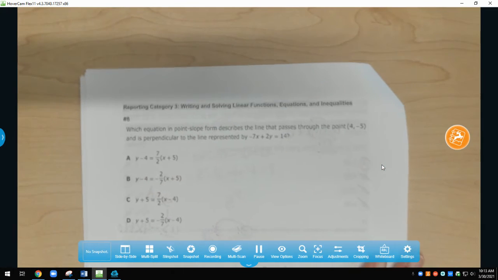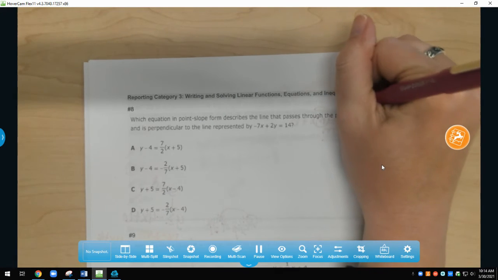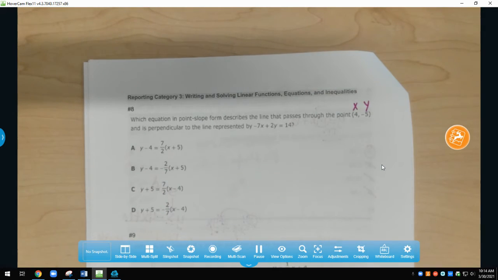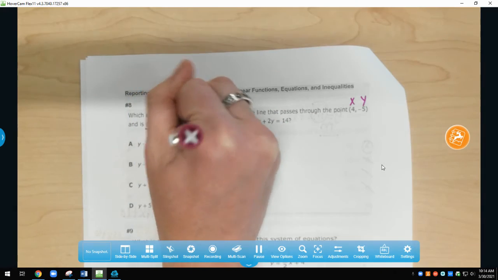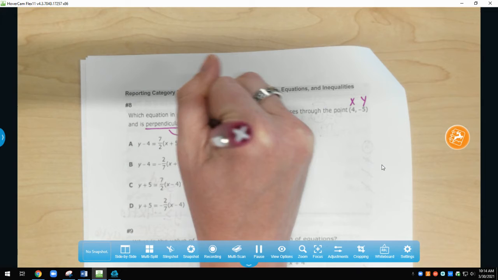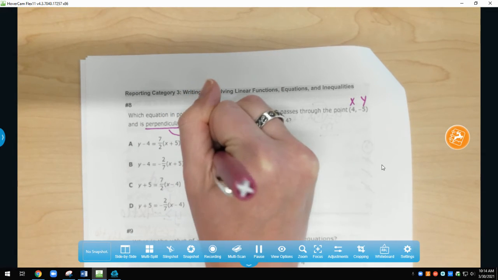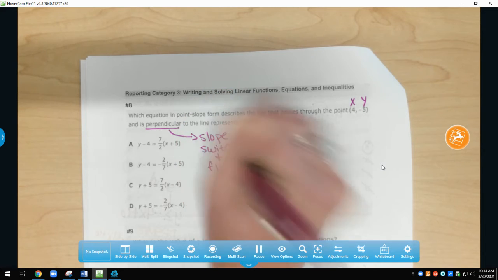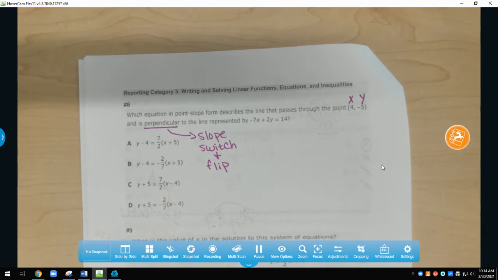Okay, let's go to the next one. Okay, which equation in point slope form describes the line that passes through the point 4, negative 5, so this is our x and our y, and is perpendicular? Remember, that means the slope, we switch and flip. The line represented by negative 7x plus 2y equals 14.